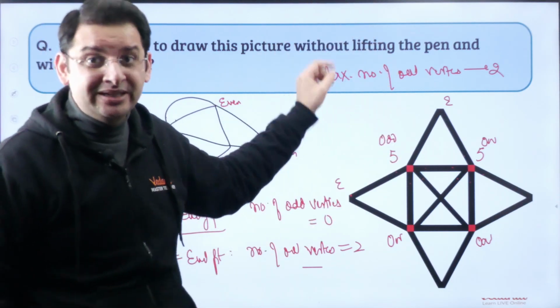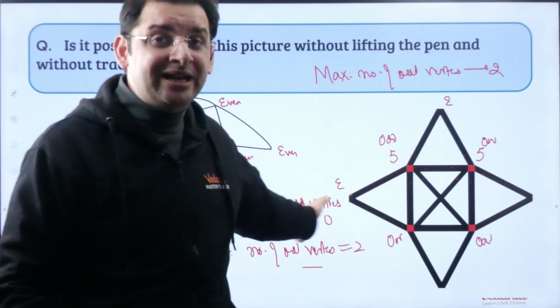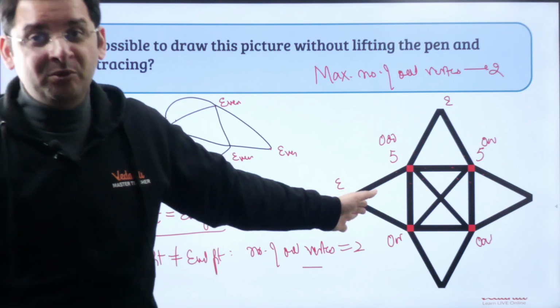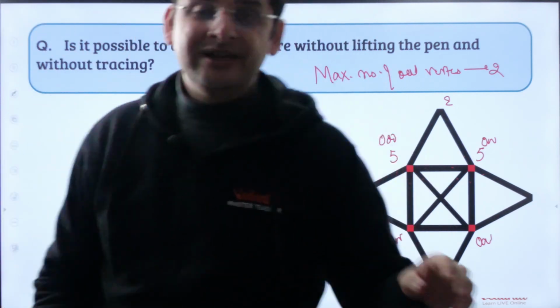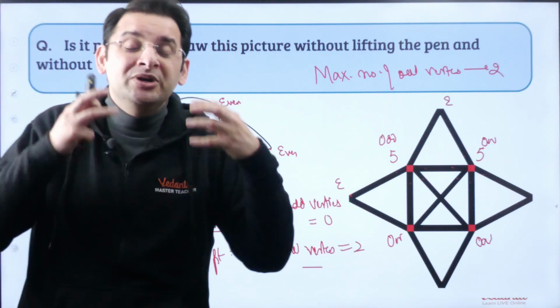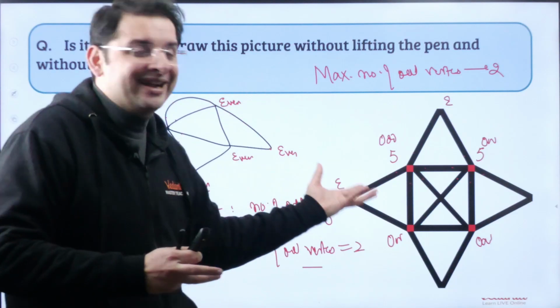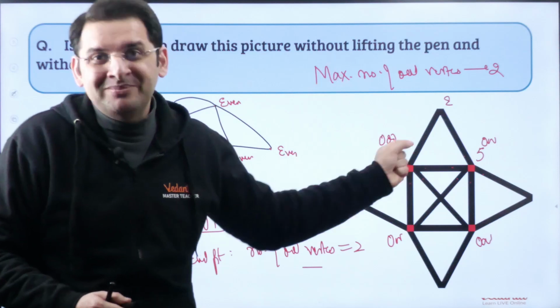So maximum number of odd vertices in such a diagram which we want to draw without lifting the pen, without tracing, can be 2, and that is only when the starting and ending points are different from each other. So such a diagram is also called Euclidean trail or Euclidean cycle. But again, we are not getting into the technicalities. I just wanted to show you the beauty of mathematics, that this kind of thing which we have done in our school days is also mathematics and nothing else.